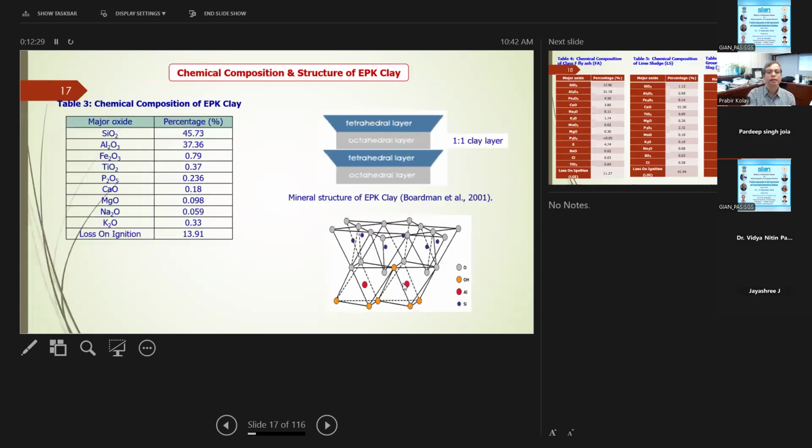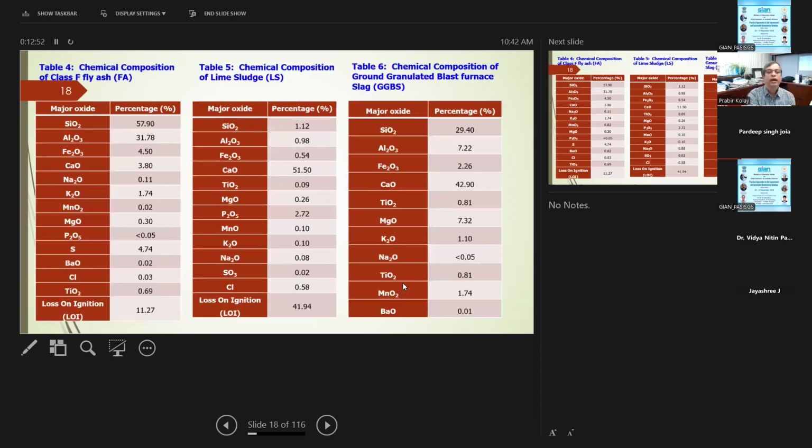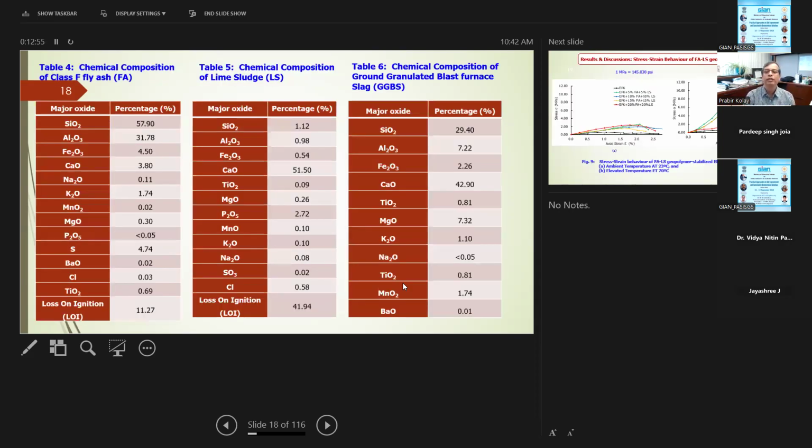So properties of EPK clay. Mostly you see here, the silica is a major component. Calcium is 0.18%. So EPK clay is basically just 1:1 clay. So you know that the silica, alumina, so silica tetrahedra, alumina octahedra, how they are arranged, 1:1 or 2:1.